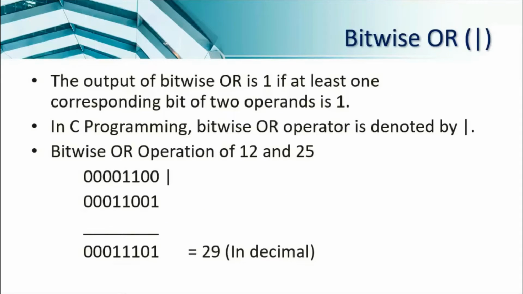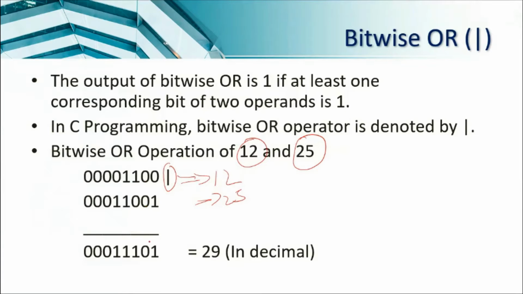Now let us consider the bitwise OR. The output of bitwise OR is 1 if at least one corresponding bit of two operands is 1. So either one of them is to be 1. We are again doing the same thing with 12 and 25, that is bitwise OR with 12 and 25. This is decimal 12 and this is decimal 25. So 0 or 1. This is the OR operation. So 0 or 1, so it is 1.